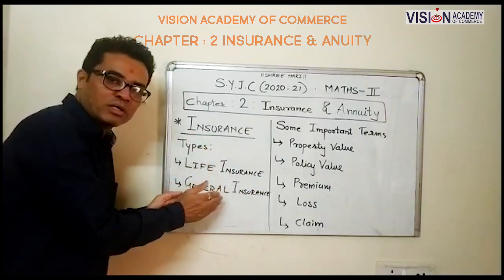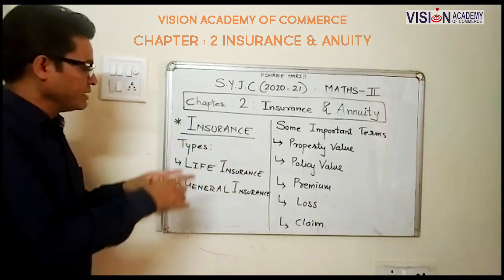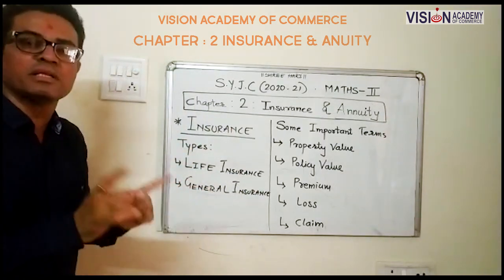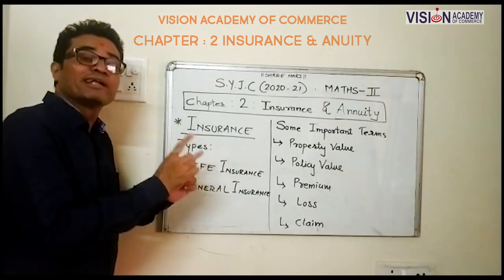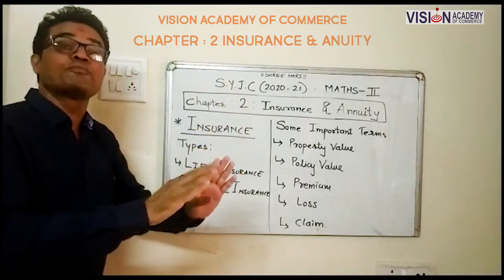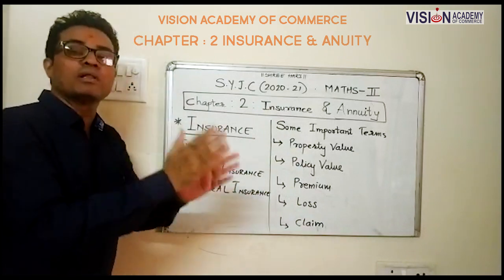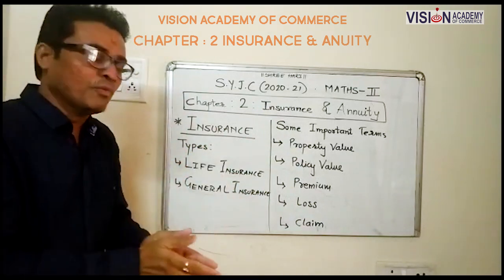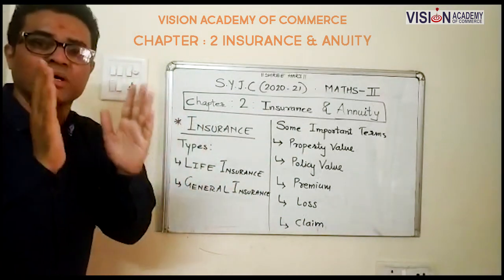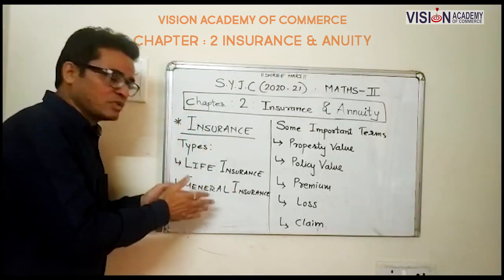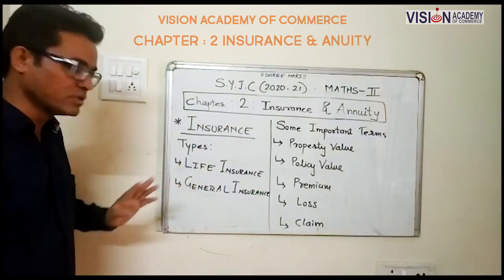In life insurance, a person insures his life, and general insurance covers all insurance of non-life. For example, your building, your property, your factory, your house, whatever assets you have. So general is also known as non-life. So there are two types of insurance, life and general insurance.